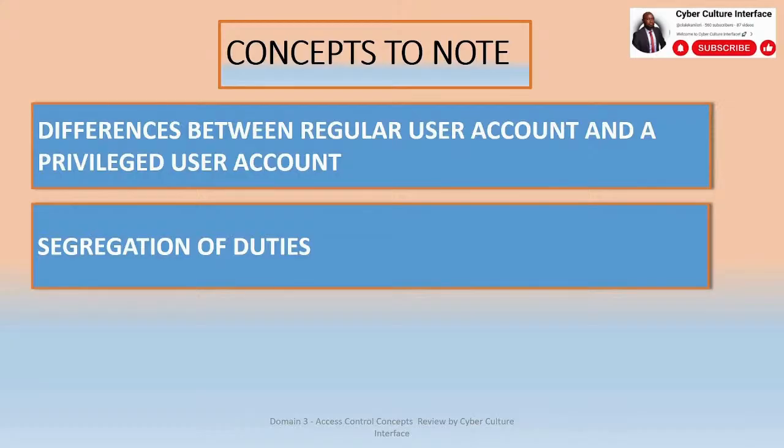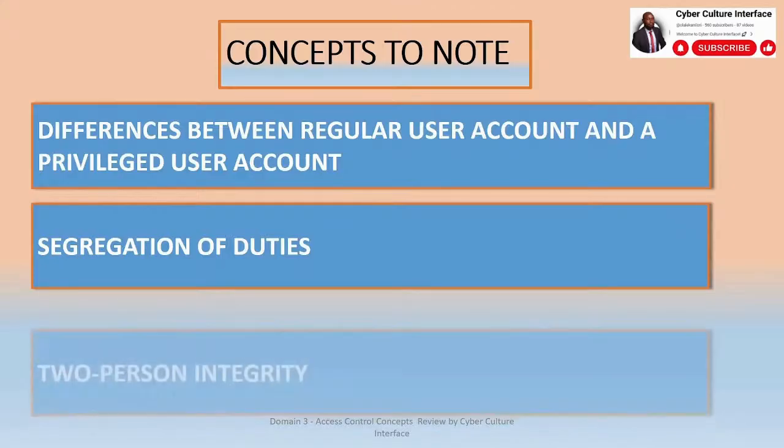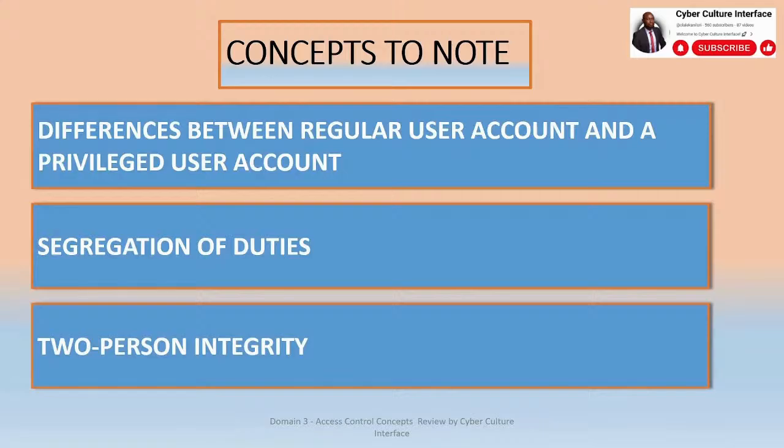A regular user account will not have the same access to resources that a privileged account user will have. So these are things you should note in this concept. Another thing to understand is two-person integrity. That is, two-person integrity is talking about having more than one person to verify activities or operations or access that someone is trying to get to resources.